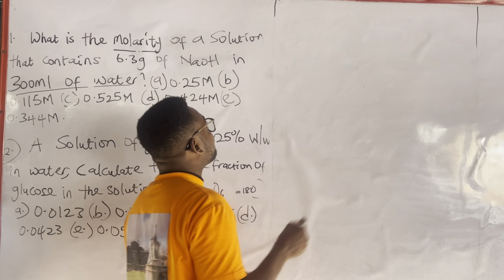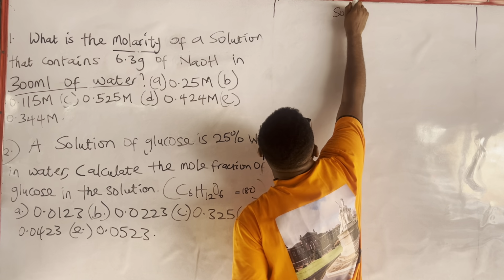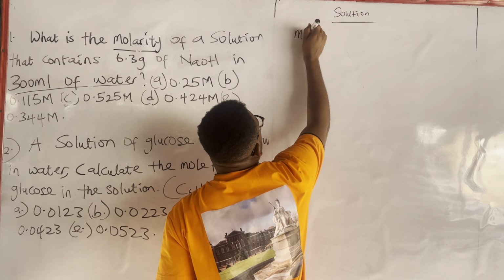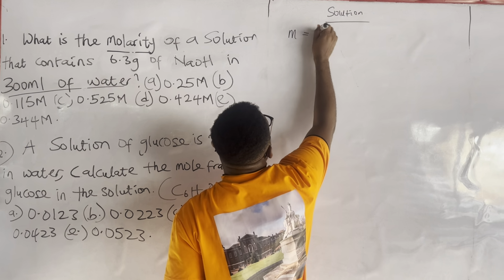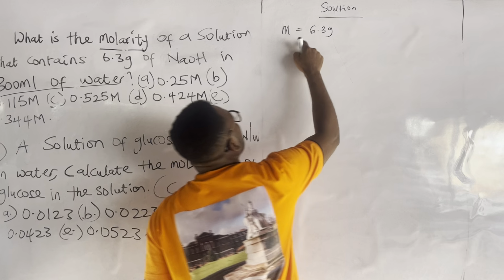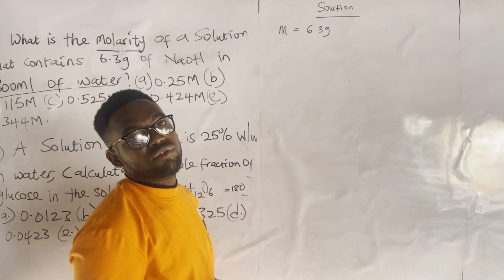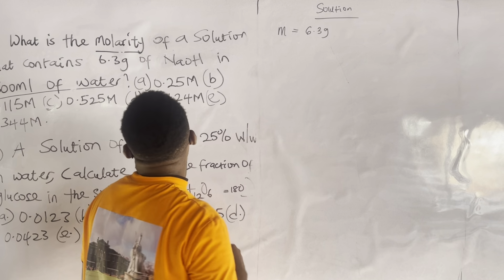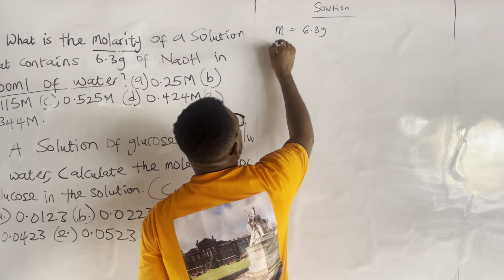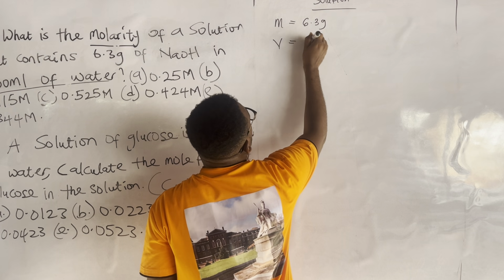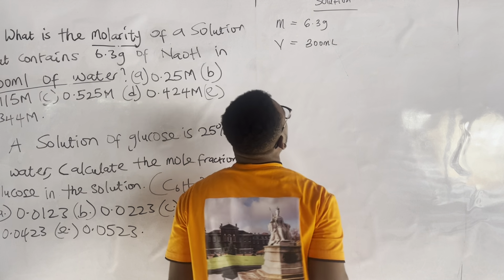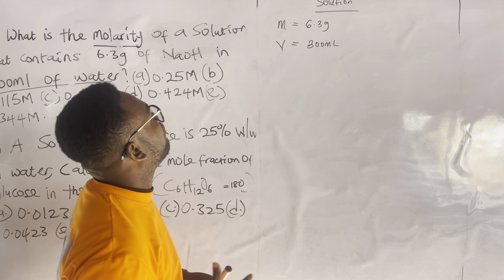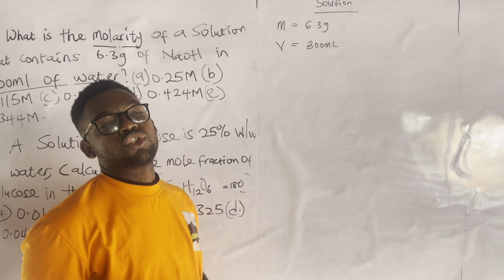So solving now. Solution to question 1. We are given the mass, and the mass is 6.3 grams. Take note that this mass is the mass of the solute that was dissolved to make up the solution. Now, what is the volume in the question? The volume in the question is 300 ml. Now, I'm going to solve this question in two ways. I'm going to solve it with the normal method, and I'm going to solve it with the shortcut formula.